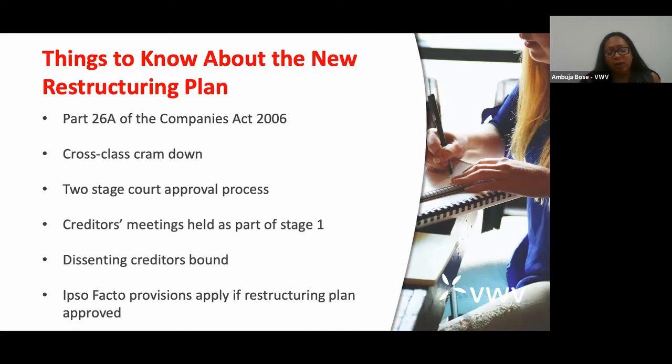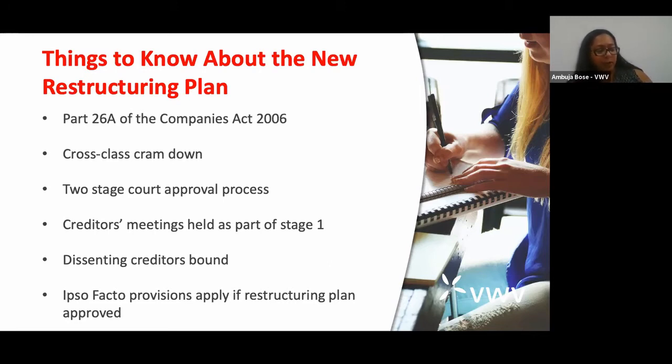There's talk of the types of businesses that may avail of the new restructuring plan. In my view, it is going to be the large blue chips. I wouldn't expect small to medium businesses to look to avail of the new restructuring plan. And again, coming on to what we will discuss going forward, the ipso facto provisions in respect of specific clauses within supply contracts will apply if a restructuring plan is approved.